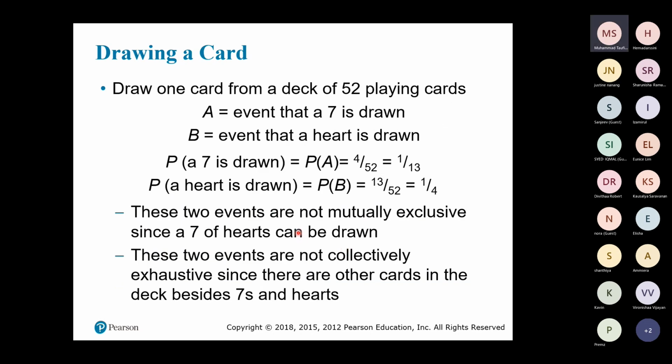All right, that is an example. So here is another example: draw one card from a deck of 52 playing cards. You want to know the probability A. What is the probability that you will draw a 7?